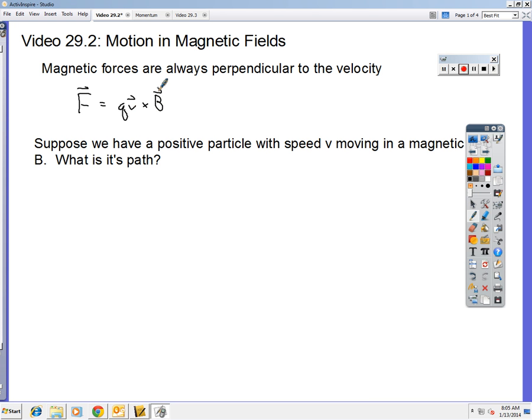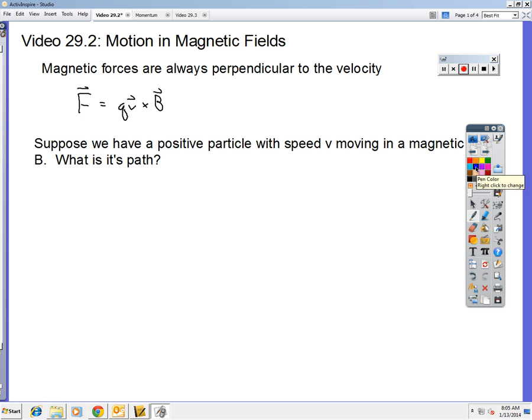First off, if the particle is not moving, there's no force. Second, if the particle is moving in the same direction as the field, there's no force, because the cross product is 0 for two vectors that point in the same direction. And most importantly for today, the force is always perpendicular to the velocity.